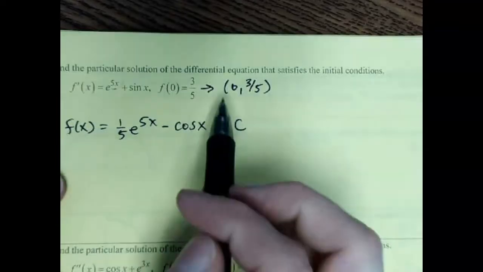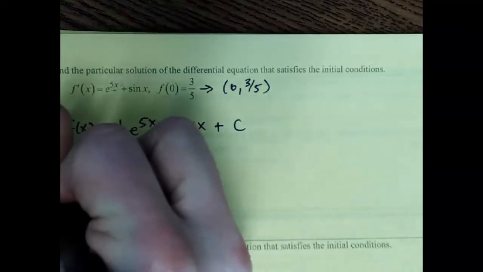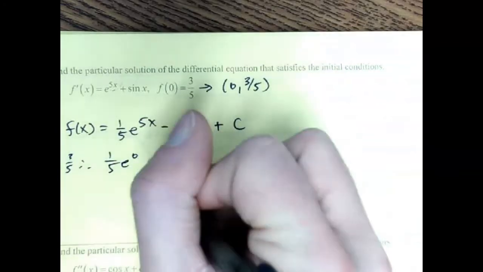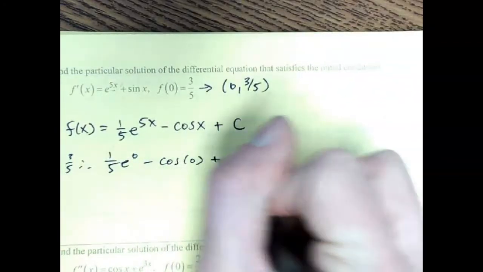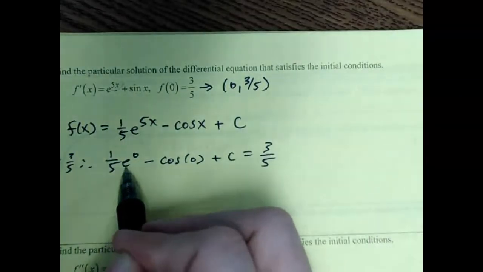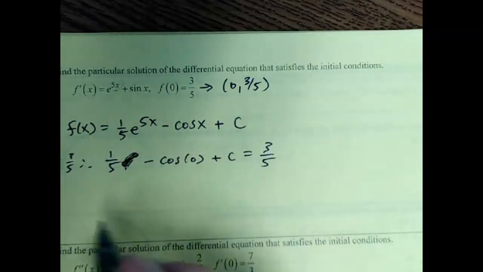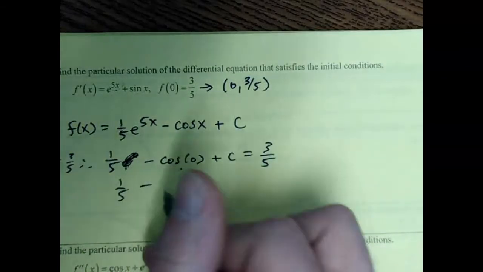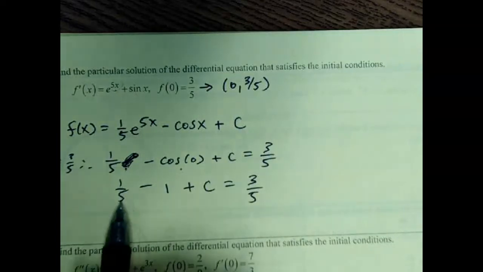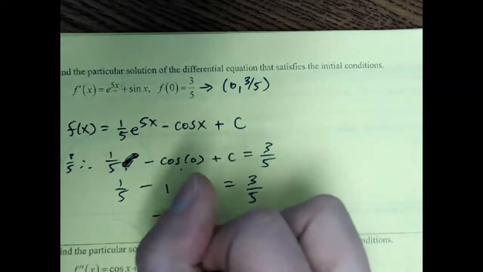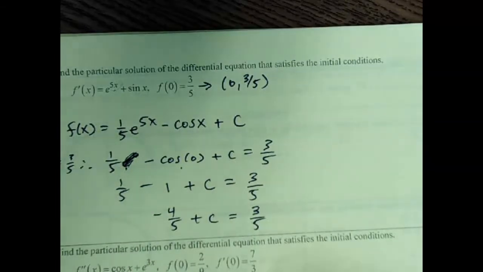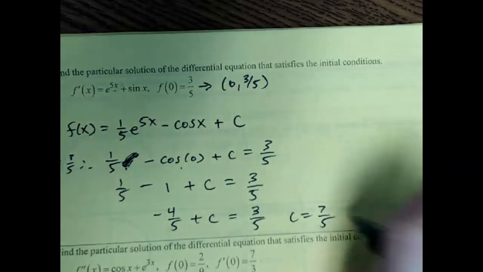Right, so now let's go through and use the condition. We got f of 0 equals 3/5. Therefore, 1/5 e to the 0 minus cosine of 0 plus c is going to be equal to 3/5. E to the 0 is 1. It doesn't cancel, it's just 1. So I've got 1/5 minus cosine of 0, which is also 1, equals 3/5. So let's see, 1/5 minus 1, that's a negative 4/5 plus c equals 3/5. So add the 4/5 over, and c is going to be equal to 7/5.